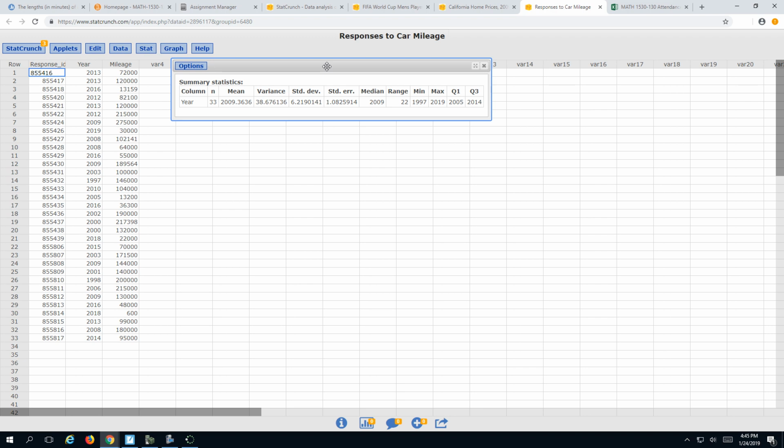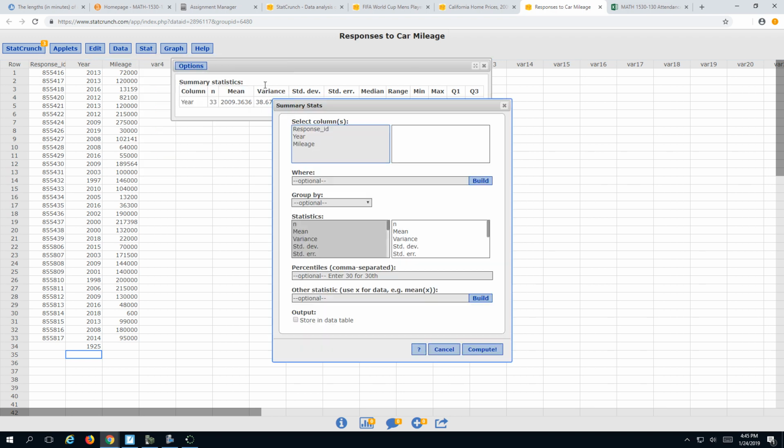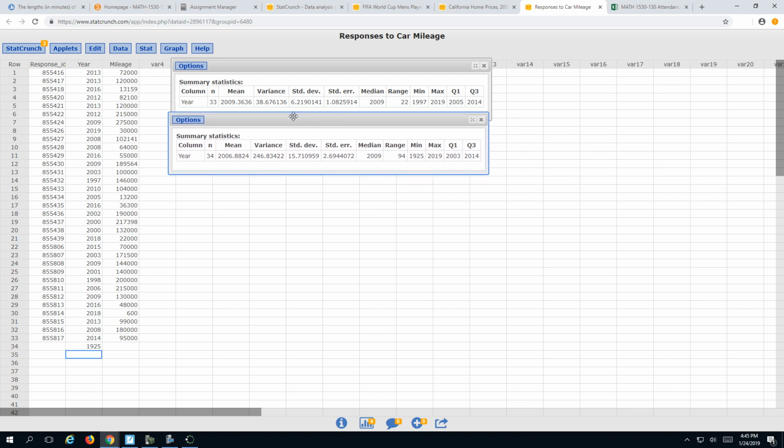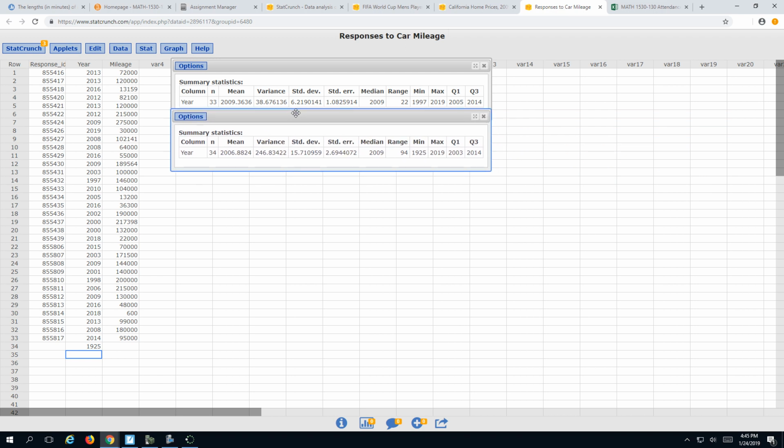Let's look at it in this data set. Let's say that someone had a car that was made in 1925, and they were driving it. Okay, so I just added a really, really low value, right? What happens to the mean and median? So I'm going to put these next to each other, right?